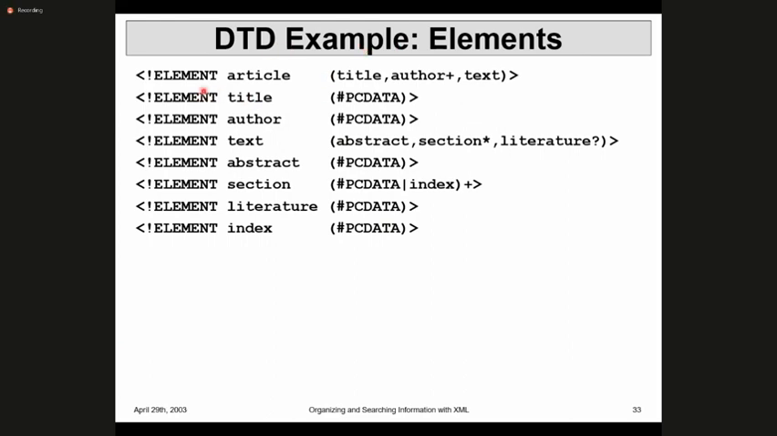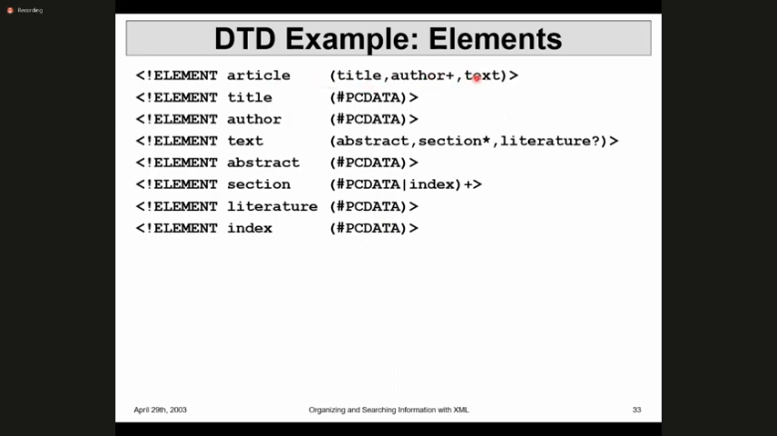Here, this is a DTD. This element article can have these three tags: title, author, and text.